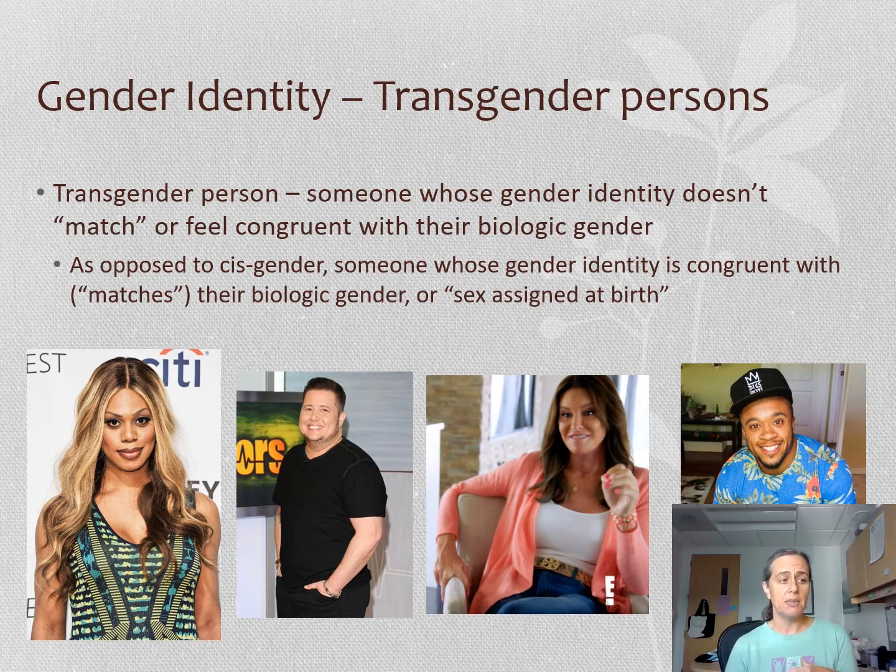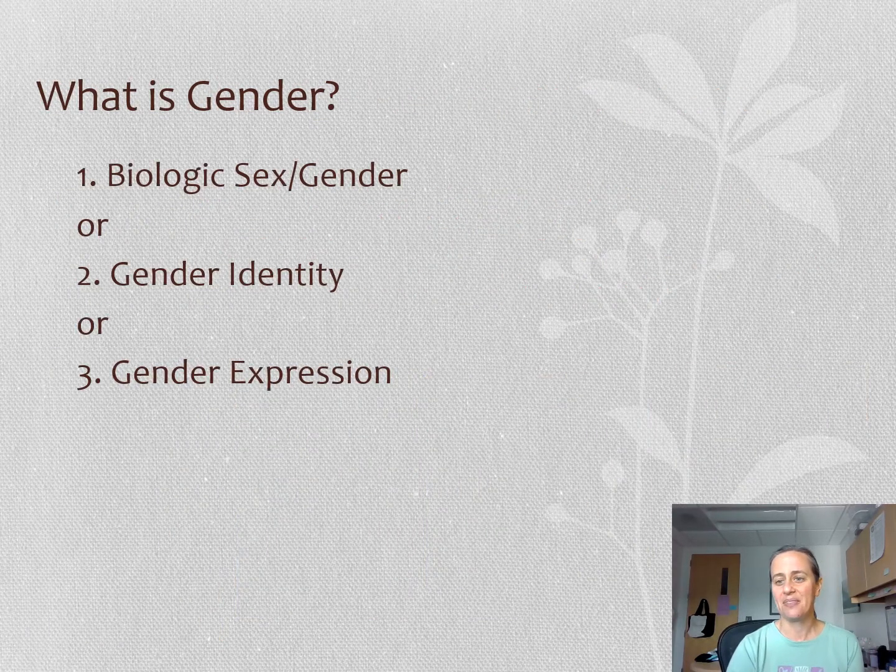Cis as a prefix means going along with, and that would be somebody whose gender identity is congruent with or matches up with their biologic gender, which is often called the sex assigned at birth or gender assigned at birth, right? Because you're born and the doctor says it's a boy or it's a girl, right? Okay.